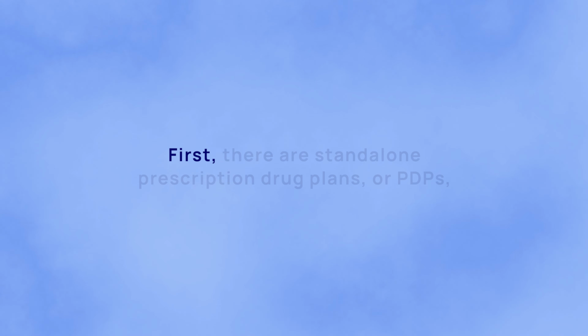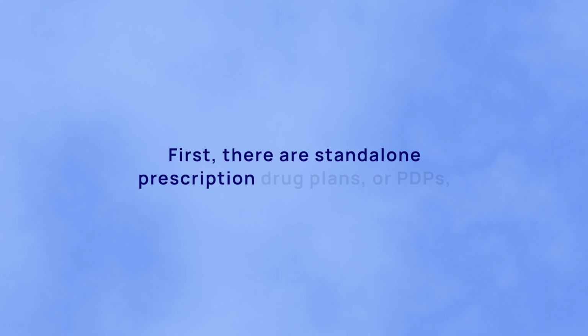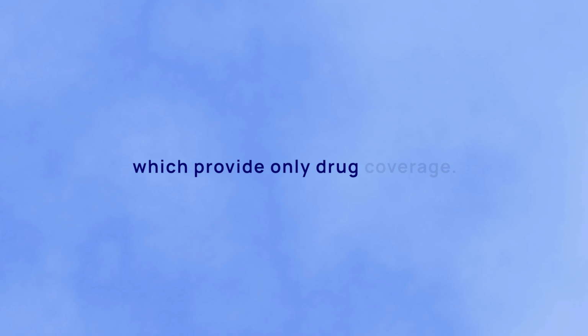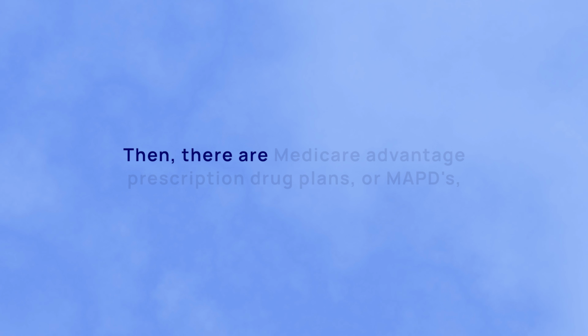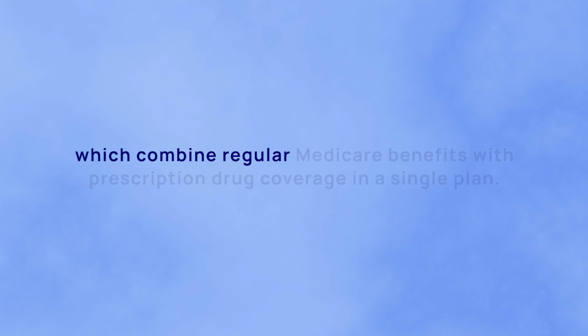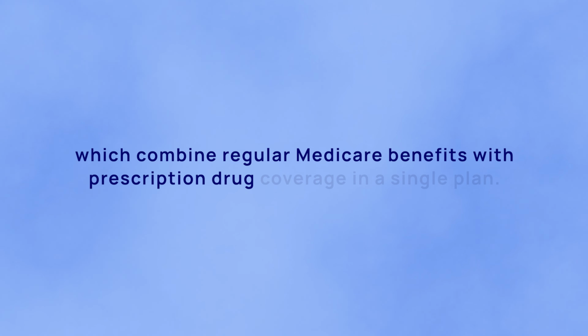Medicare Part D comes in two main forms. First, there are standalone prescription drug plans, or PDPs, which provide only drug coverage. Then, there are Medicare Advantage prescription drug plans, or MAPDs, which combine regular Medicare benefits with prescription drug coverage in a single plan.